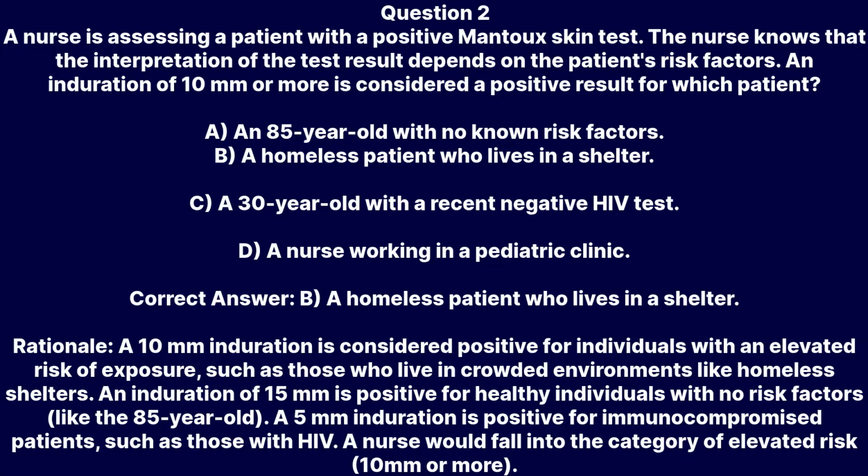Correct answer B. A homeless patient who lives in a shelter. Rationale. A 10 millimeter induration is considered positive for individuals with an elevated risk of exposure, such as those who live in crowded environments like homeless shelters. An induration of 15 millimeters is positive for healthy individuals with no risk factors, like the 85-year-old. A 5 millimeter induration is positive for immunocompromised patients, such as those with HIV. A nurse would fall into the category of elevated risk, 10 millimeters or more.